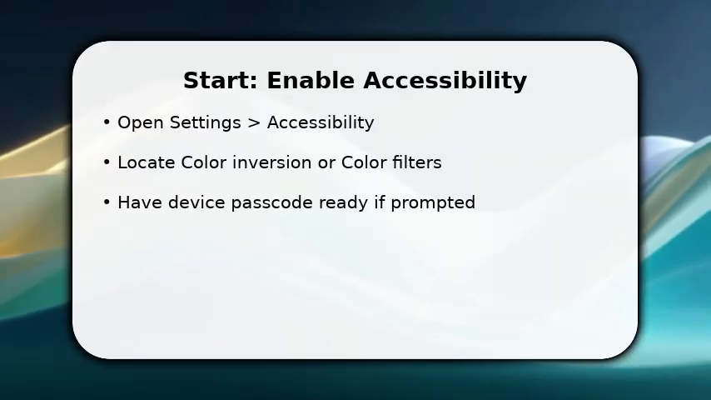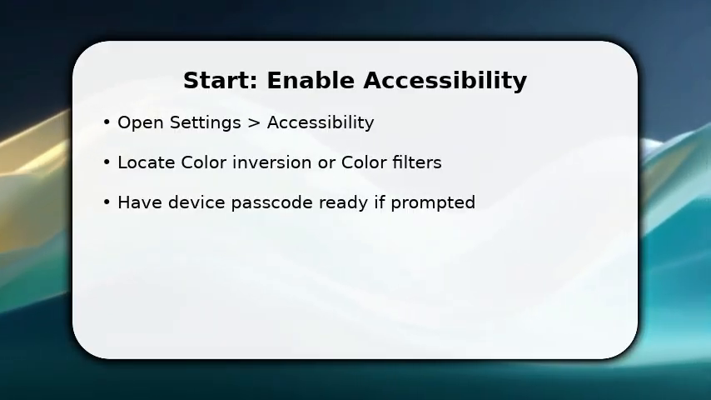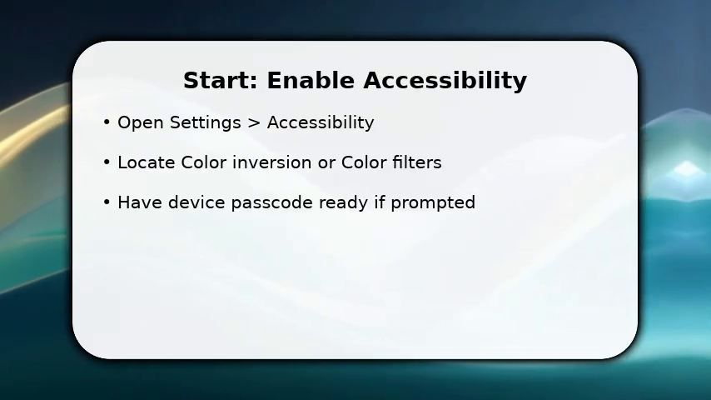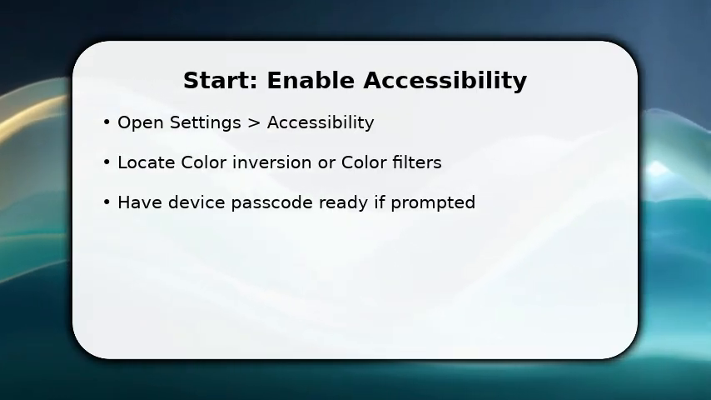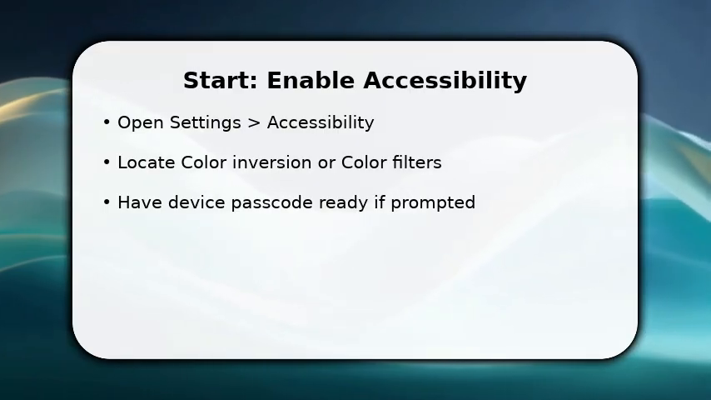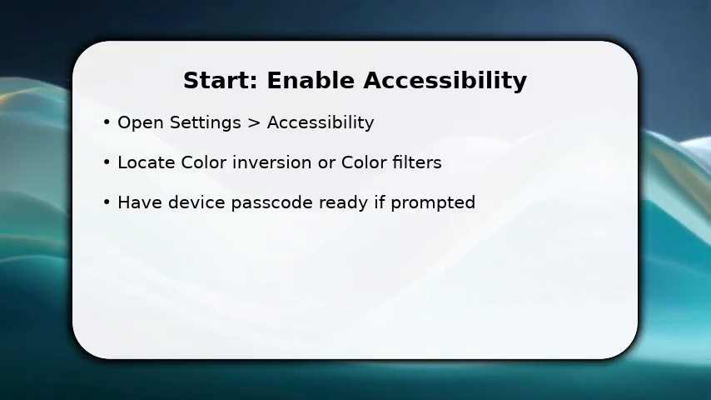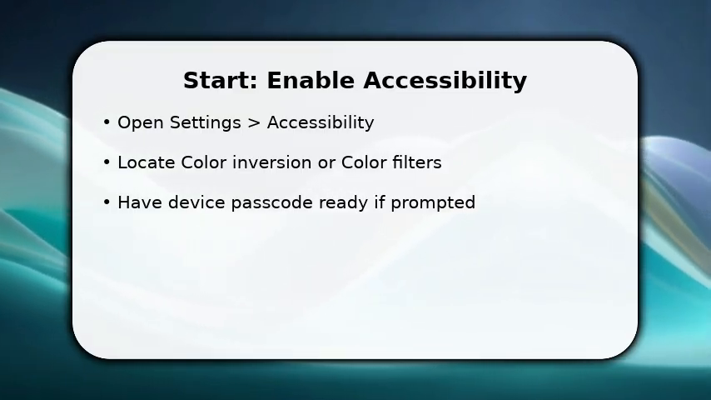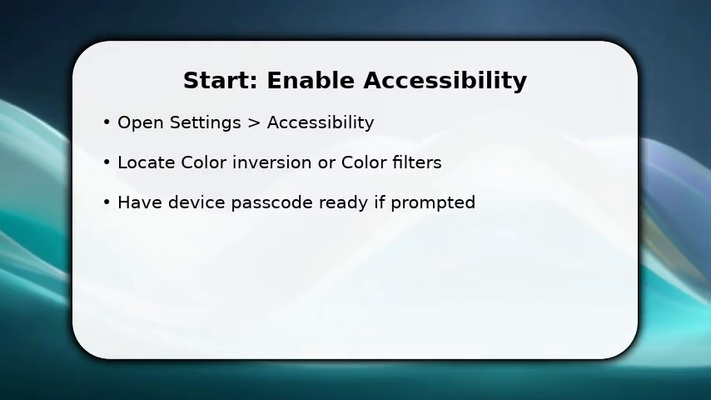You begin by opening settings and going straight to accessibility. This is where color controls live. Once there, find color inversion or color filters. Android and iPhone label them slightly differently. Make sure you have your passcode handy. Some devices require confirmation. Tap the option to view choices and toggle the switch to see immediate change.